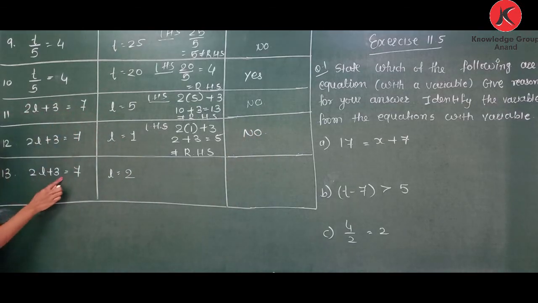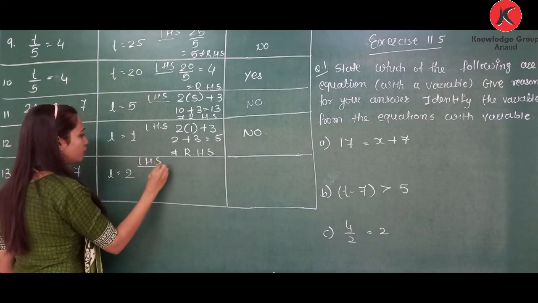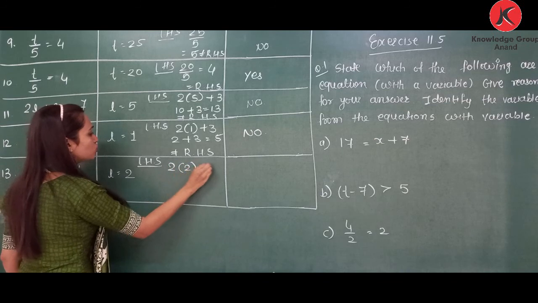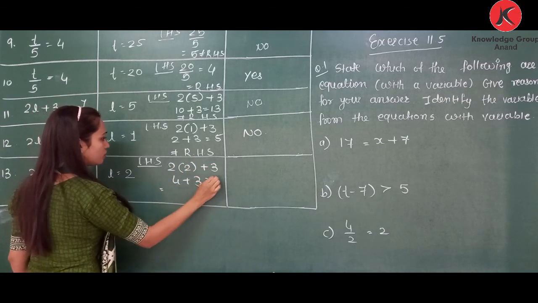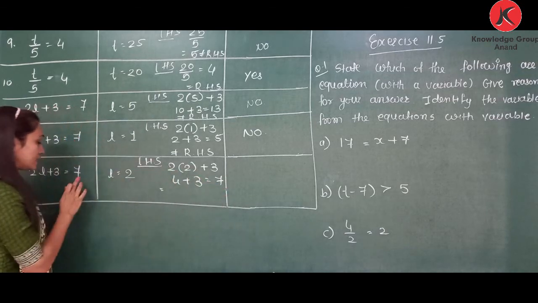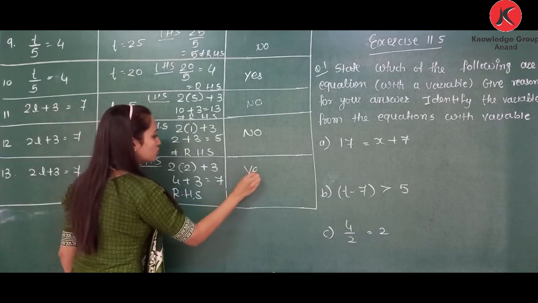Next one, 2l plus 3 is equal to 7 and we need to take l as 2. So left hand side, 2 multiply 2 plus 3, so that is 4 plus 3 is equal to 7. So now we get the right hand side. So yes, it is a solution of the equation.